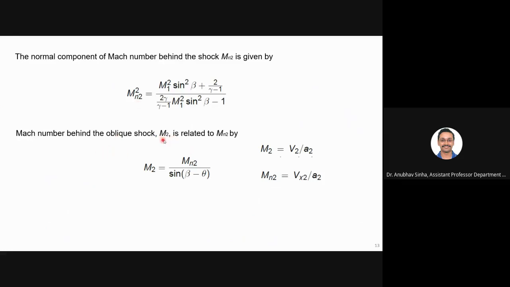Now M2, which is the resultant Mach number, can be related to the normal Mach number by this relation. Basically, we are using this angle and taking the sine of beta minus theta, where M2 is V2 by A2. V2 is the resultant velocity, and Mn2 is Vx2, the x component of V2, divided by the speed of sound. So these two Mach numbers are related in this way.